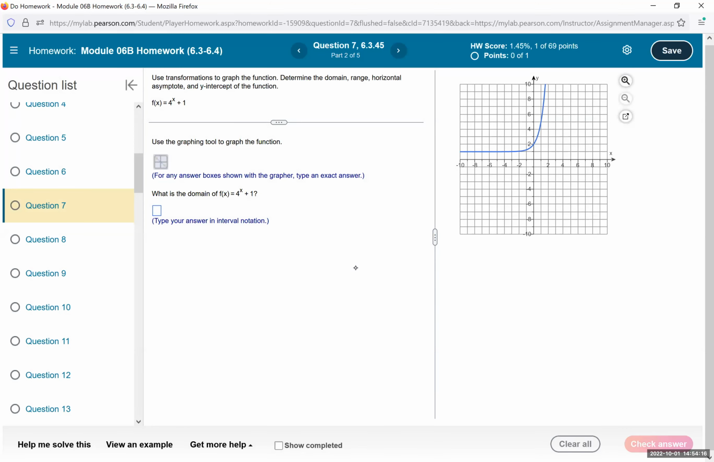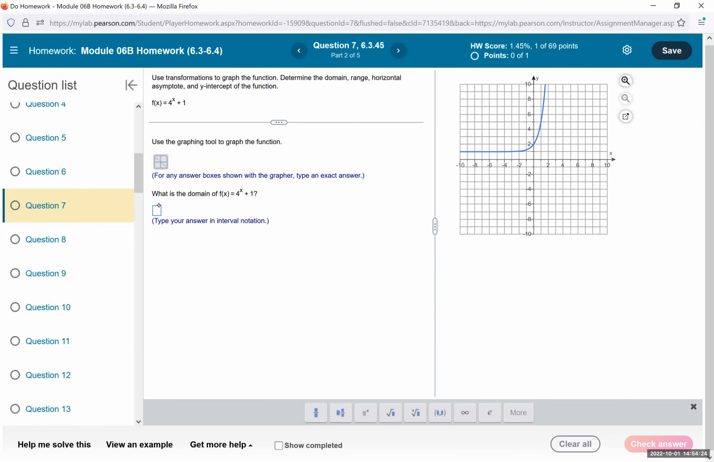All right, what is the domain here? The domain is always the same. It's how far left, how far right. This domain is negative infinity to infinity. Every exponential function has a domain from negative infinity to infinity. All right, this time I remembered the negative. Improvement is always good. Let's check it.